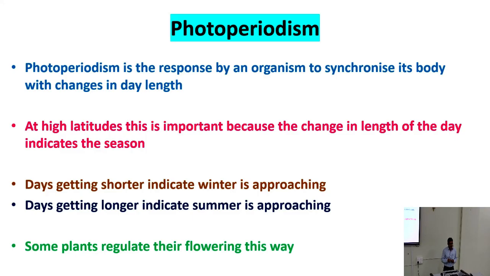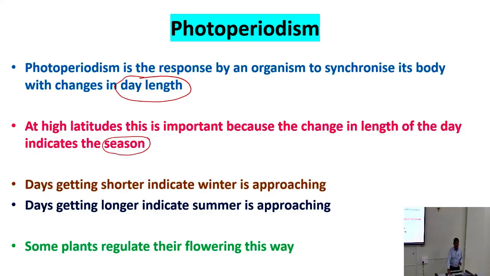It is the response by an organism to synchronize its body with changes in day length. I am using a term here called day length. We will be discussing the importance of this day length. At higher latitudes, this is important because the change in the length of the day is going to indicate the season. Days getting shorter indicate winter is approaching, whereas days getting longer indicate summer is approaching. Some plants are going to regulate their flowering in this way.